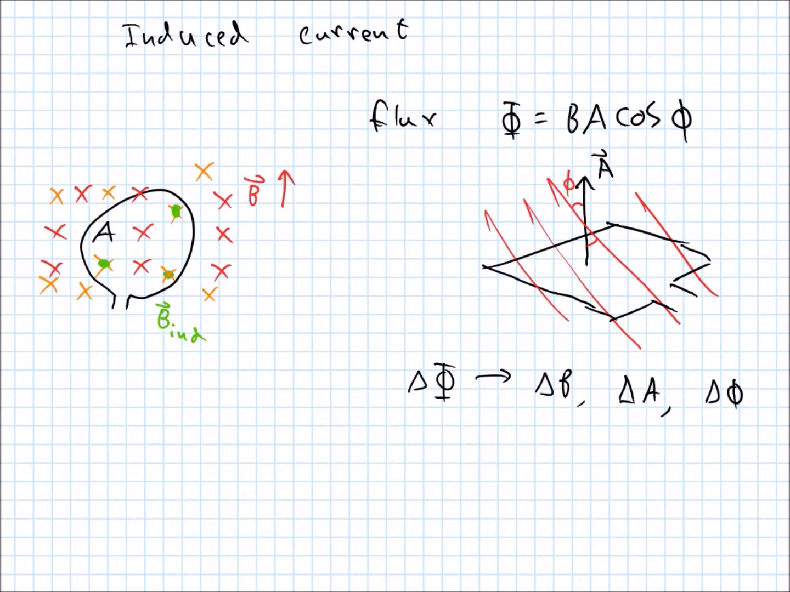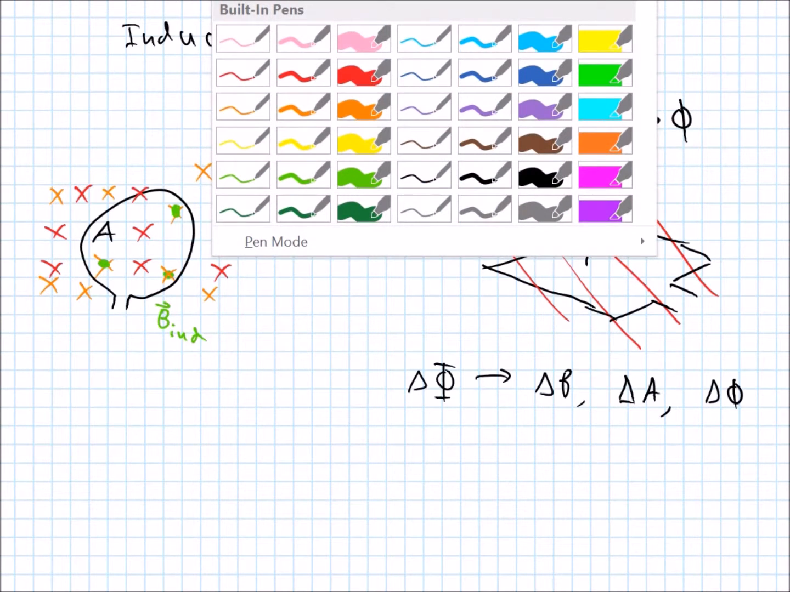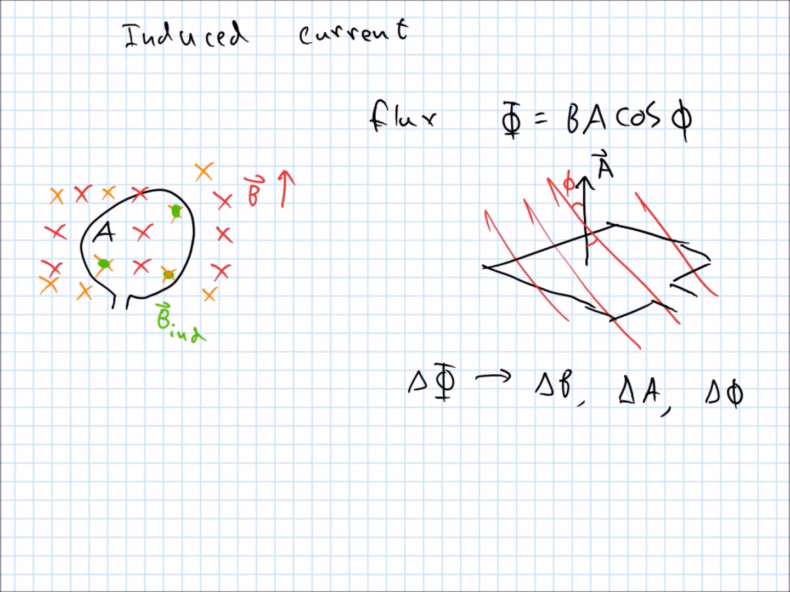So now that we know the direction of the induced magnetic field, we can use the right-hand rule to figure out the direction of the induced current. It's hard for me to show you the right-hand rule, but you can figure it out. If the induced magnetic field is pointing out of the loop, then the direction of the induced current is that. So that's our induced current.